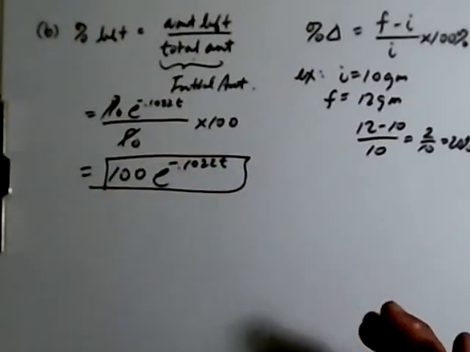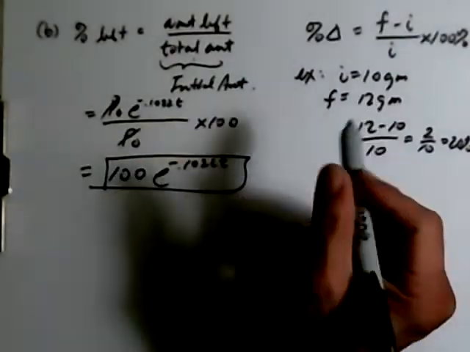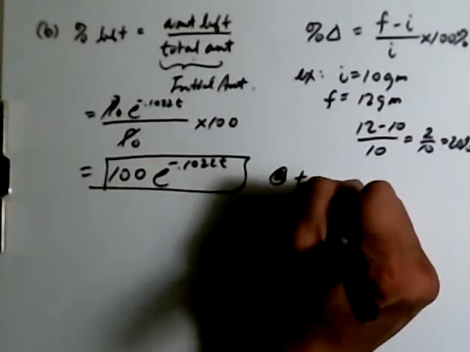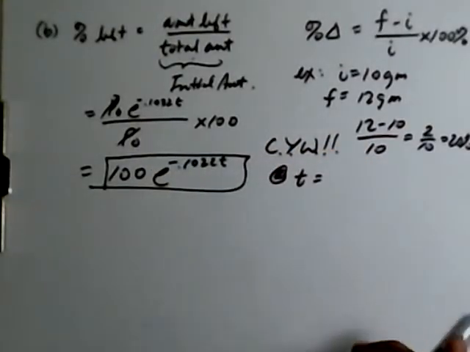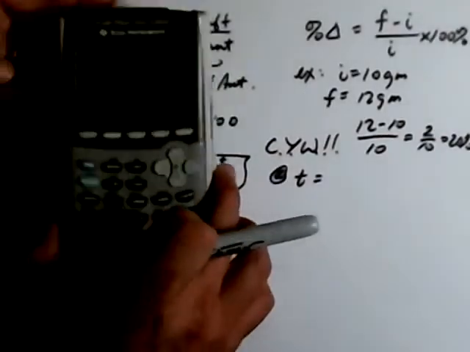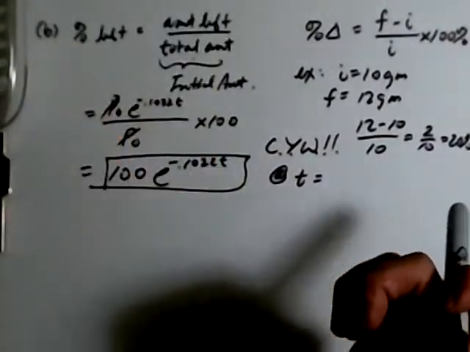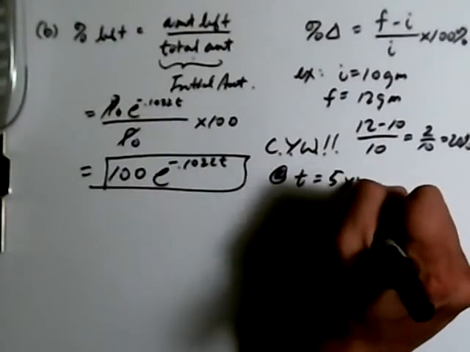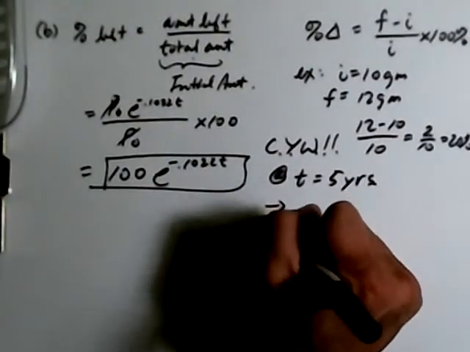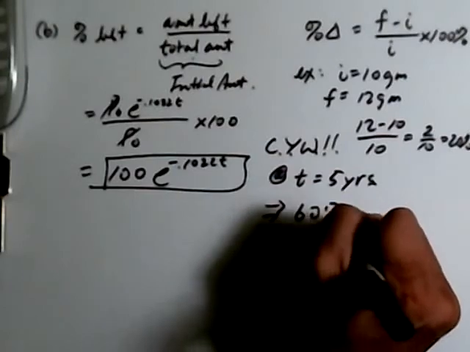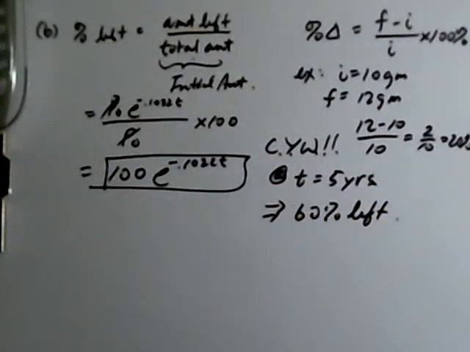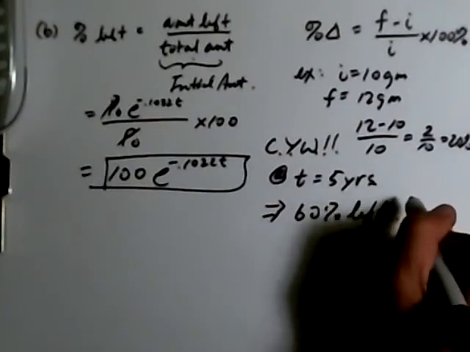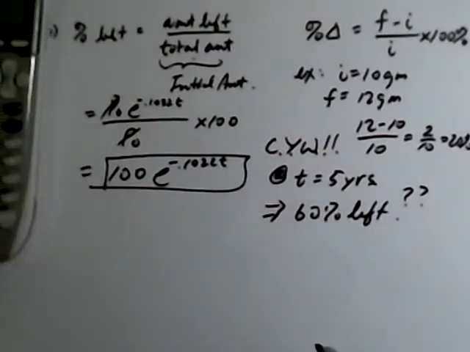And now I check my answer on this one. CYW, check your work, guys, okay? And we're going to check our work just to make sure it works. I'm going to do this on my calculator on the spot. At time t equals 5 years, we should be left with 60% left. 40% should have decayed, 60% should have been left. So we're going to put a question mark on this.